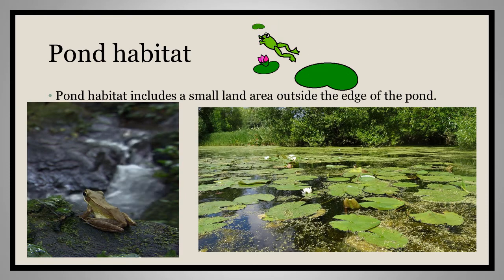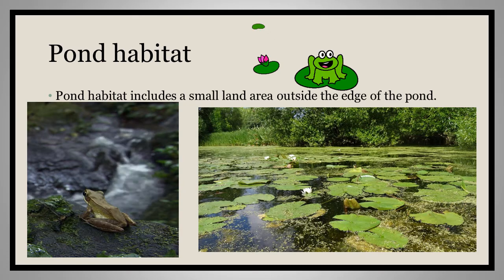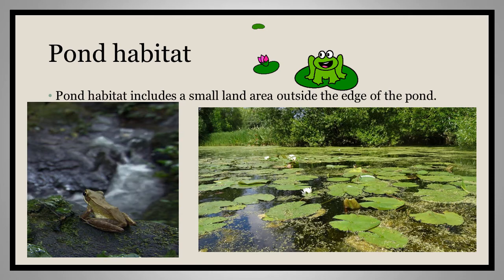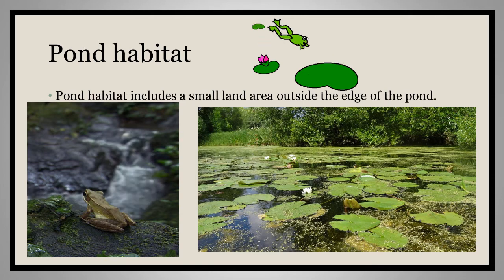The pond is their home or source of food and water. Some organisms depend on the plants that grow in or near the pond for food and shelter. We can see frogs, fishes, ducks, water lilies in a pond.